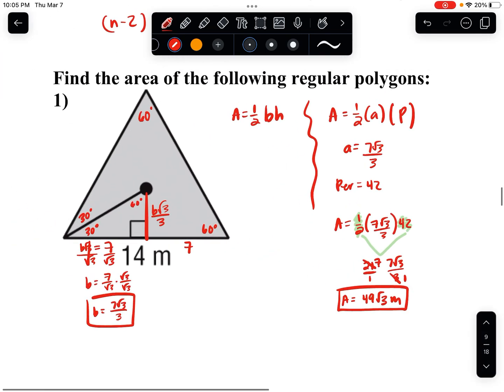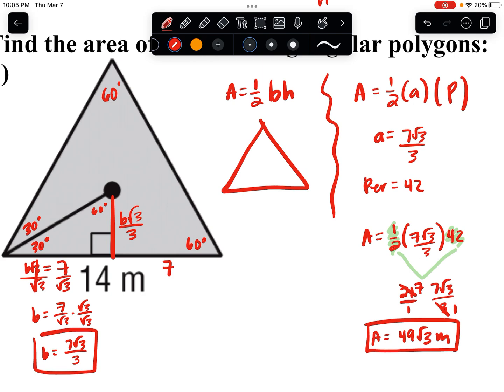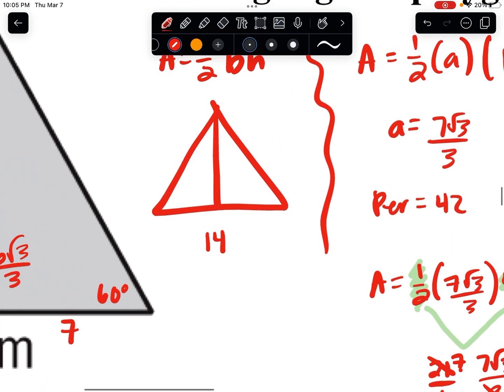Okay. Now, if you notice, we also have this 1/2 base times height equation. So I'm going to redo this problem with that information instead. We know that the base of this is 14, which would be, if we drew an altitude on here, or a height, we could say that it is 7 and 7 still, which is great.